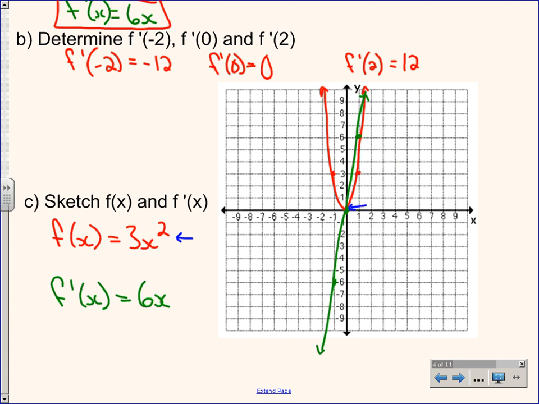Right here at the origin, and thinking about the parabola for a minute, so our original function, that's got a minimum there, right? That's our vertex. And so the slope right there at that point would have to be 0, right? It's a horizontal tangent. And then if you look at the green line, that's our derivative, the y value there, the value on the y-axis is 0. So it's telling you that the slope is 0.